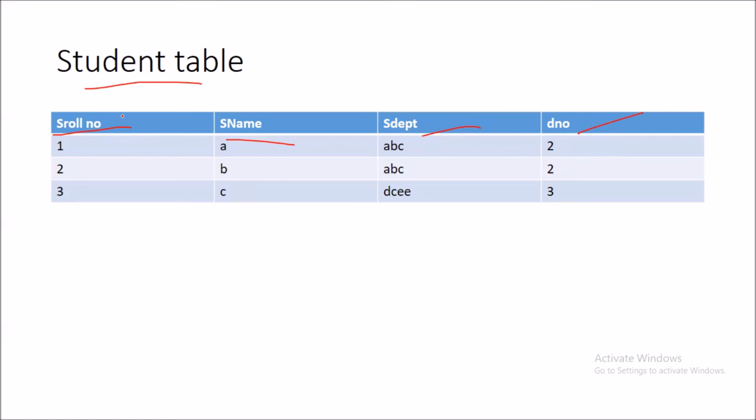In the relational model, all information is stored in the form of rows and columns. So here roll number, name, department and department number are attributes. The first row represents information about student A, his roll number, his department and his department number.